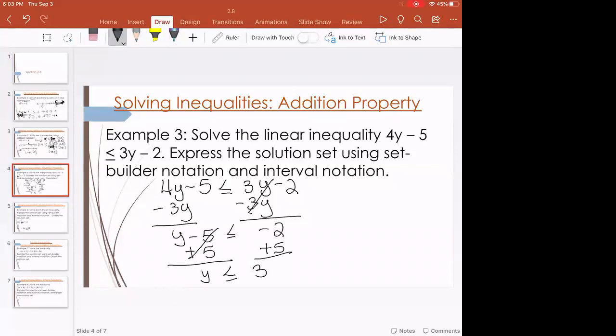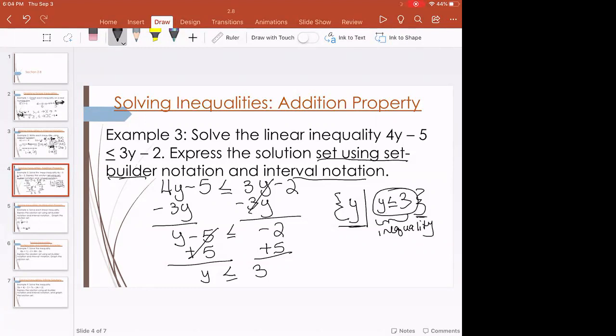It wants you to give this solution in set builder and interval notation. Well, set builder is just putting your inequality: y such that, and then right in here, you write your inequality, whatever it is when you solved for it. I'd say y is less than or equal to 3. That's your set builder notation. In my math lab, it'll normally give you this part, and you just have to write in your inequality.